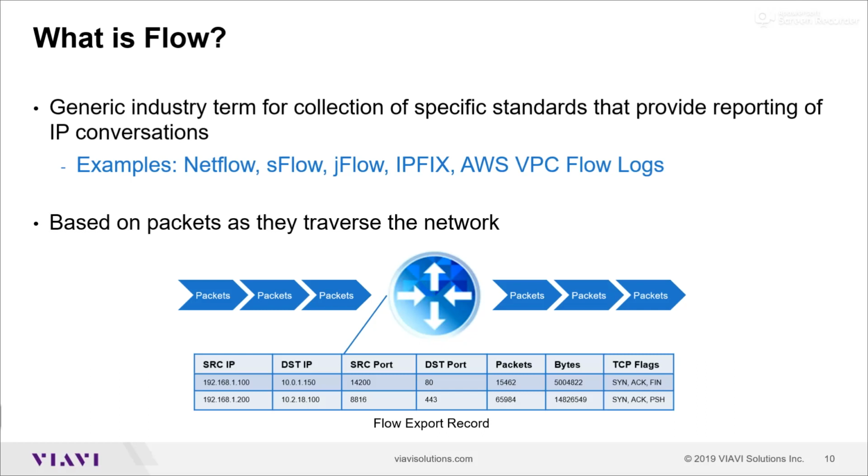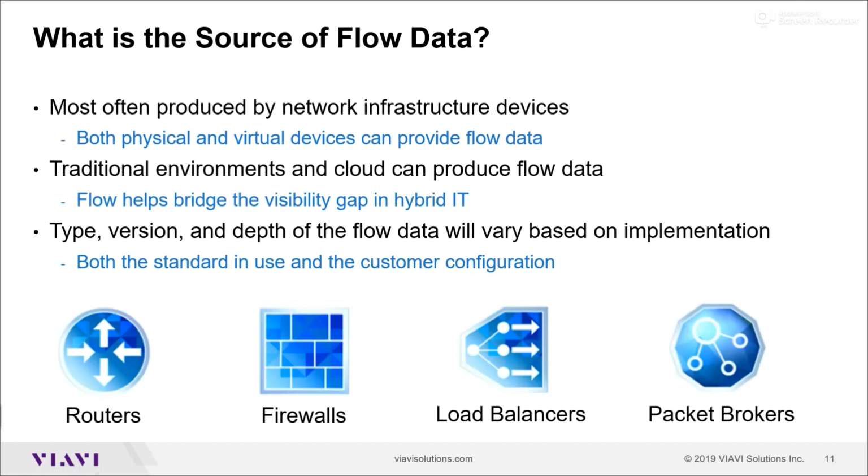But when we're using the term flow, think of it as an umbrella term for all of these very specific industry technologies. Now, if we advance to the next slide, what are the sources of flow data? Generally speaking, it's infrastructure equipment: routers, switches, load balancers, firewalls, in both their physical and their virtual form.